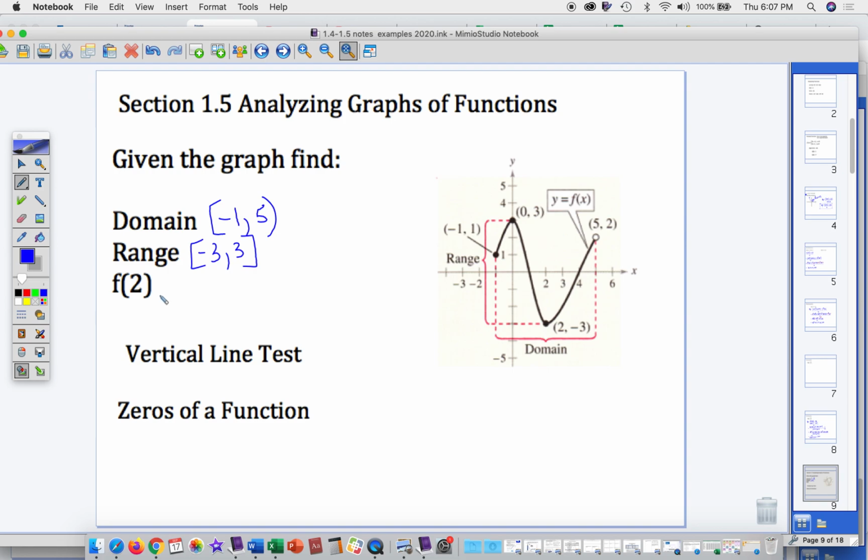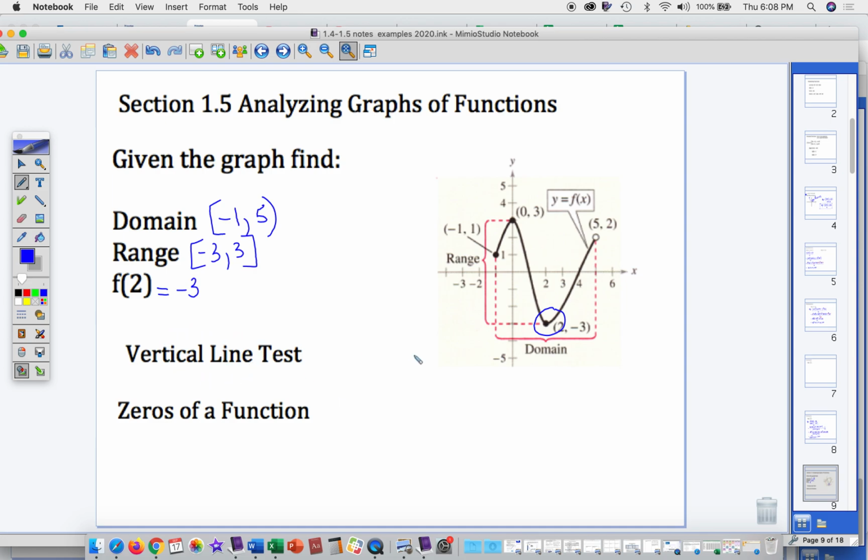For f of 2, normally you're probably more used to plugging this into an equation and evaluating. If we have a graph, this is really asking you what is the function value, which is the y value, when x is equal to 2. So if we go to where x is equal to 2, we're looking at this point here, and when x is 2, y is -3.